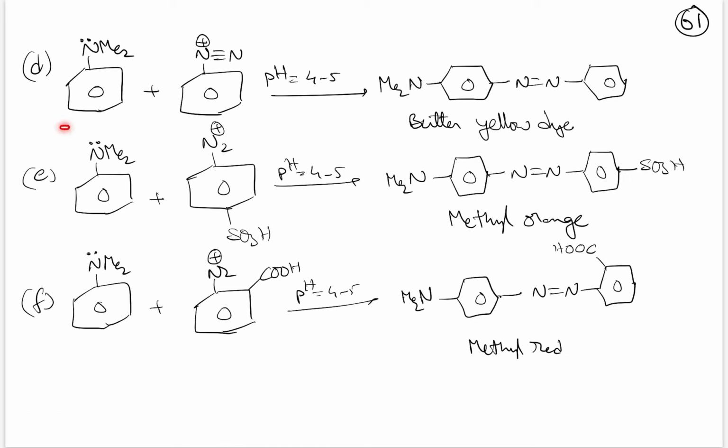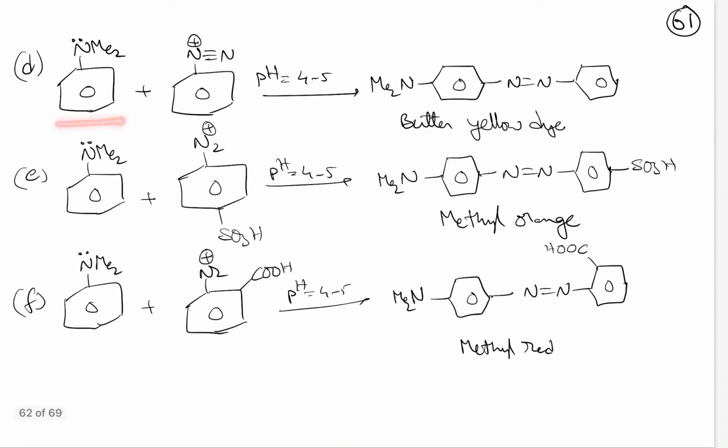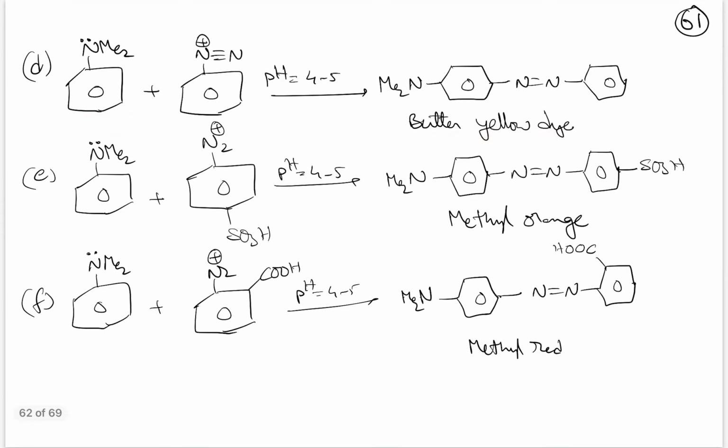Then with the different derivatives of aniline, you will be getting different azo dyes, having different colors. With dimethyl aniline, we will get a butter yellow azo dye. With dimethyl aniline and parasulfonyl benzene diazonium cation, you will be getting a methyl orange dye.